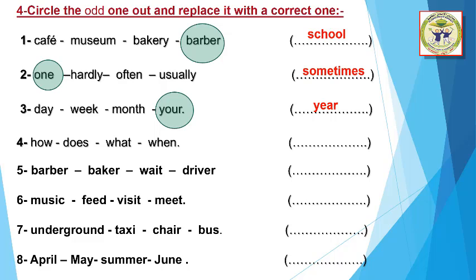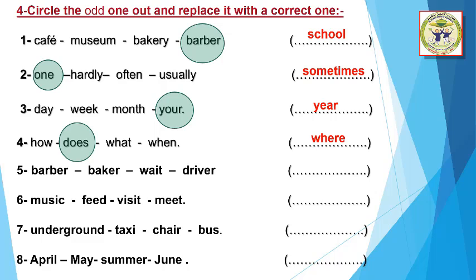The odd word here is does, because does is an auxiliary verb, but the other words are question words, so you replace it with any question word like where. Where.